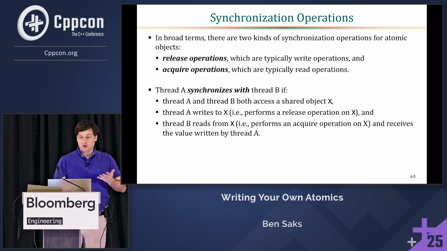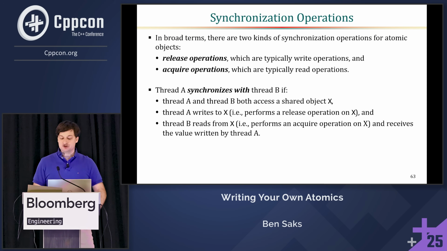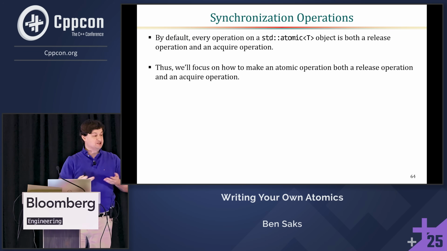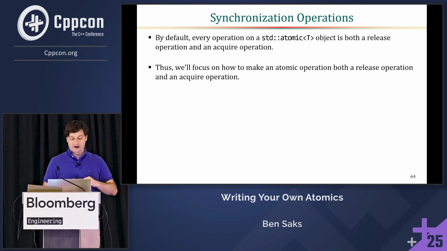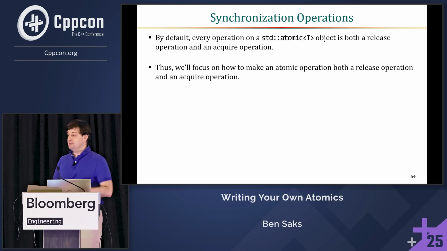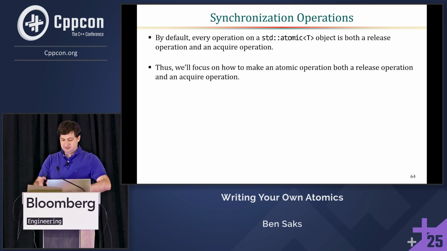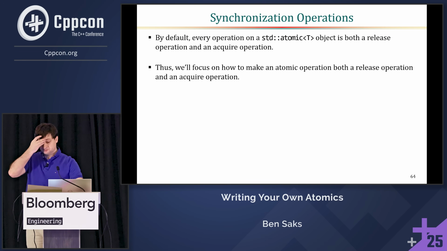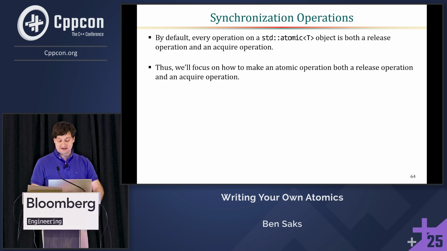So that's what needs to happen in order for these two threads to synchronize with each other. Now, I say that these operations can be release operations and acquire operations. By default, operations on std::atomic objects are both release operations and acquire operations. You have to take action to make it not that way. So I'm going to start with the idea that we want our operations to be both release operations and acquire operations. And we'll talk about how to implement that.